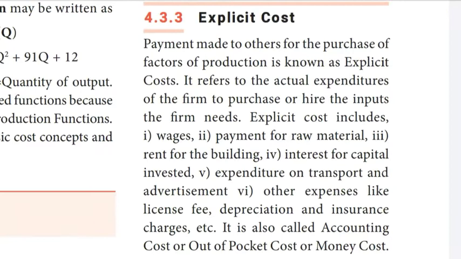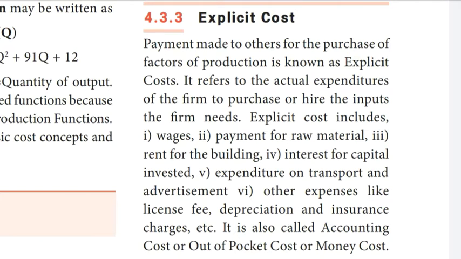Third, explicit cost. Accounting cost or explicit cost are the payments made by the entrepreneur to the suppliers of various productive factors. The accounting costs are only those costs which are directly paid out or accounted for by the producer. In other words, payment made to others for the purpose of factors of production is known as explicit cost. It refers to the actual expenditure of the firm to purchase or hire the inputs the firm needed.